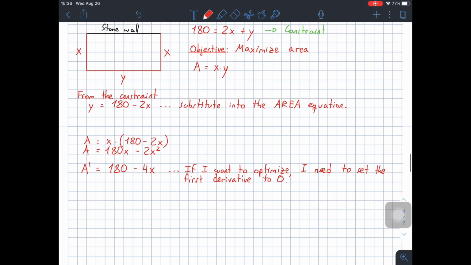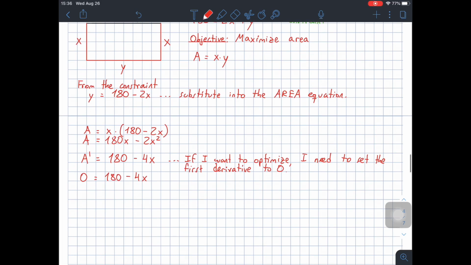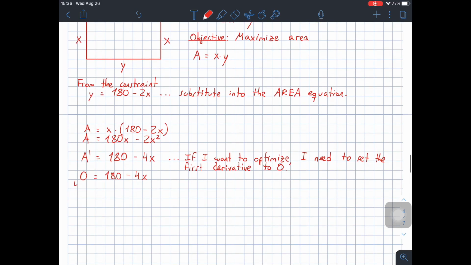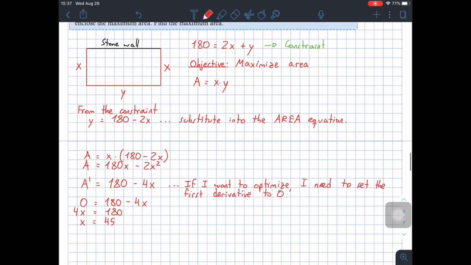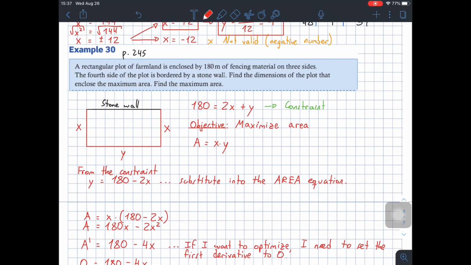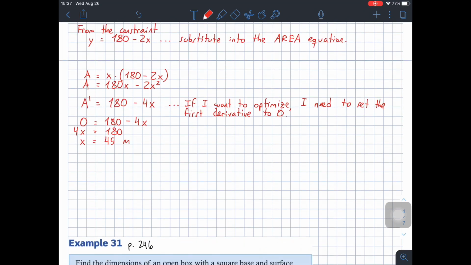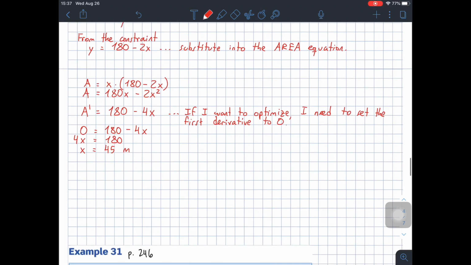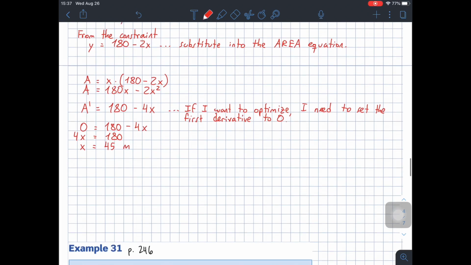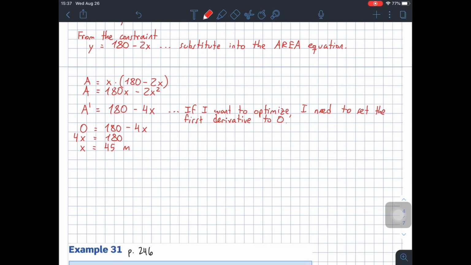Okay, so once I do this, I'm going to set this to 0, and I'm going to find the value of x. So this would be 4x is equal to 180. So the value of x would be 180 divided by 4, and that is exactly 45. In this case, we're talking about meters, right? So 45 meters. Okay, so we have a possible value of x. We need to see if this minimizes or maximizes the equation.